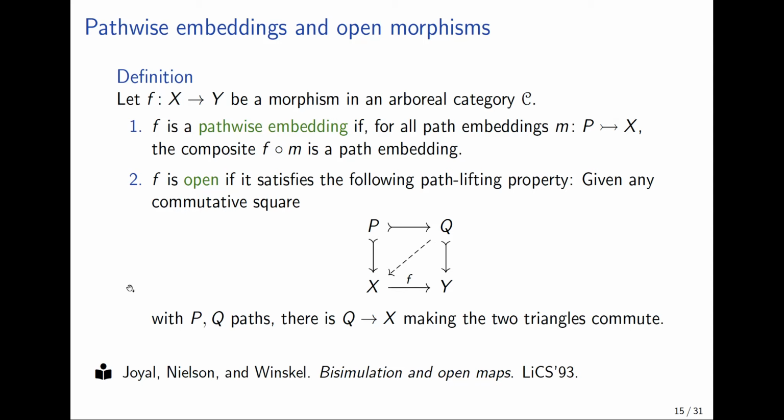And this is a slight refinement of a classical notion of open map, which was introduced by Joyal, Nielsen, and Winskel in 1993. It's a refinement because we require these three maps to be embeddings. And the notion of open map introduced here is actually a special case of the notion of open morphism in topos theory.